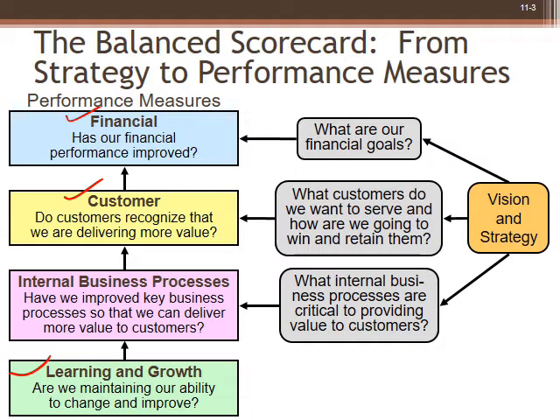So here it is. So we start from vision and strategy. So we translate our vision and strategy into financial goals, customer-oriented goals, internal business processes, and learning and growth. So what do we mean by financial measures? Has our financial performance improved? Customer focus, that is, do customers recognize that we are delivering more value?